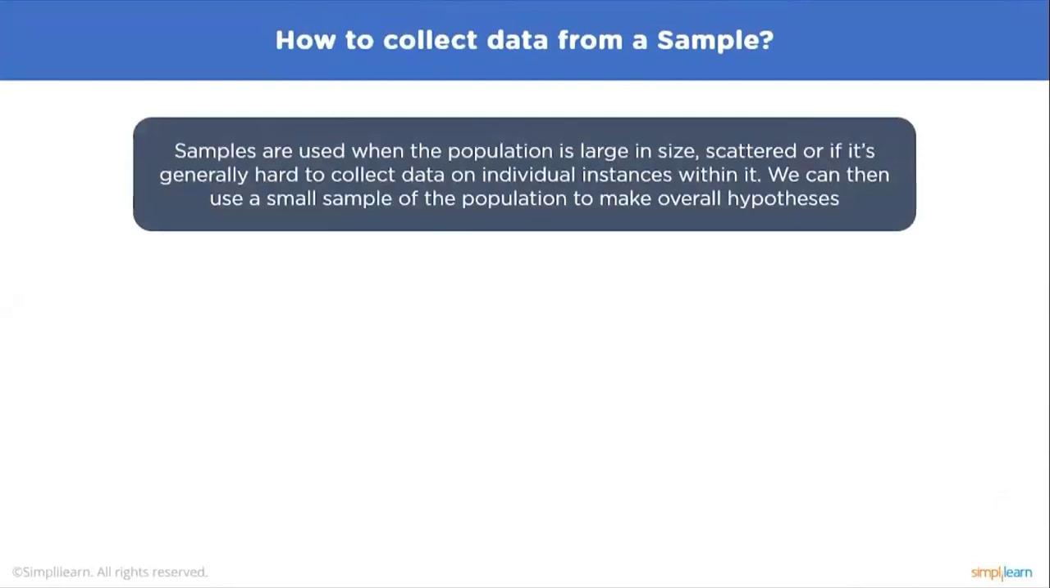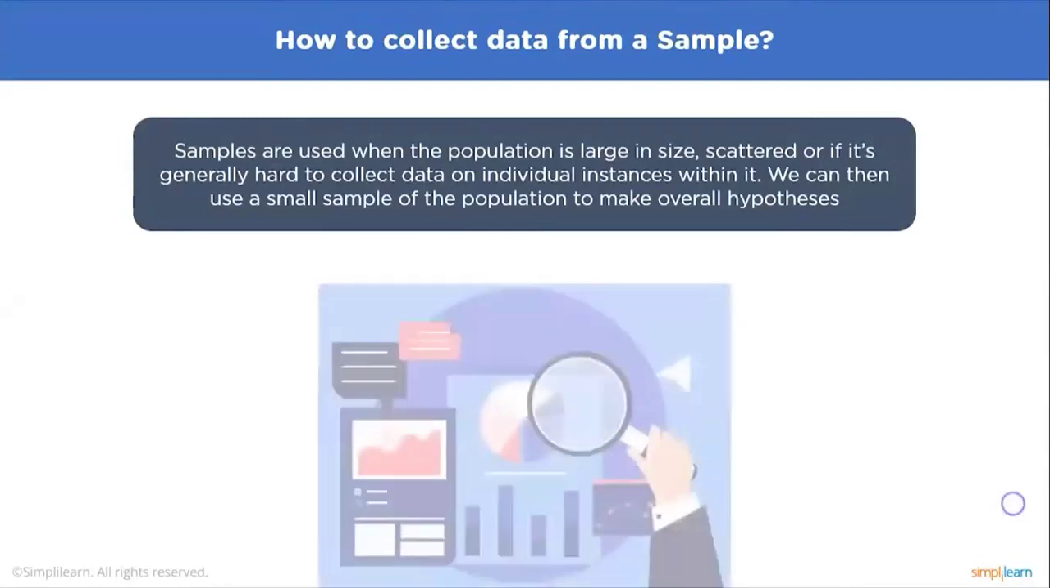Samples are used when the population is large in size, scattered, or it's generally hard to collect data on individual instances within it. We can use a small sample of the population to make overall hypotheses. When your population is too large in size, geographically dispersed, or difficult to contact, it is necessary to use a sample. With statistical analysis, you can use sample data to make estimates or test hypotheses about population data.